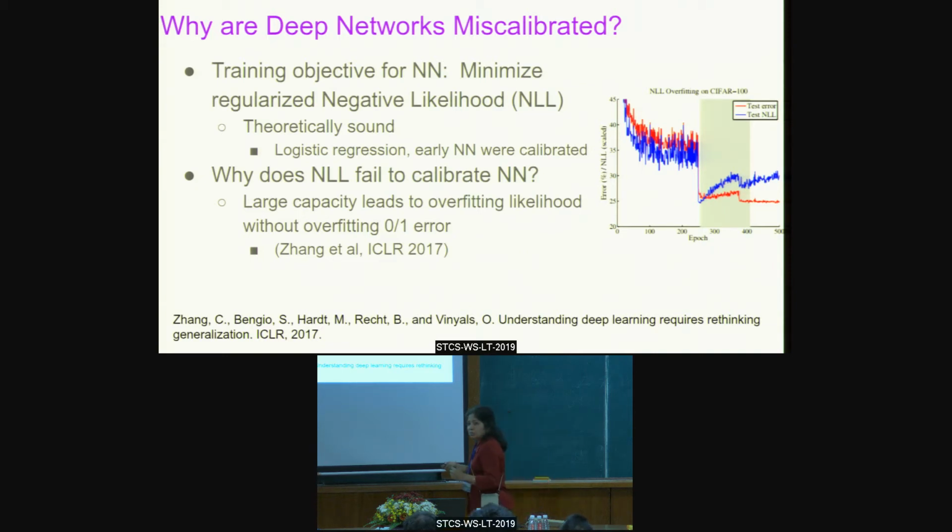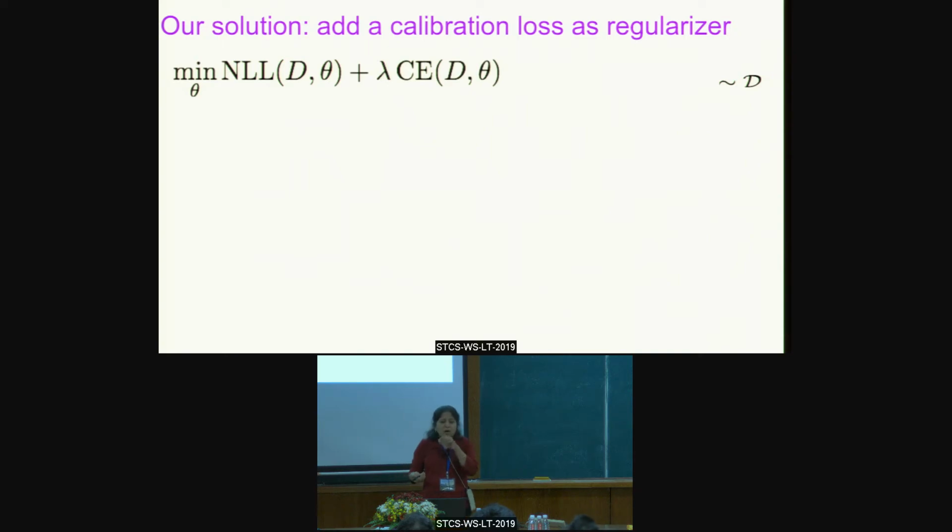So modern neural networks can overfit on likelihood without overfitting on 0-1 error because they have such large capacity. Okay? So there can be some parts of the network which will be busy improving your 0-1 error, whereas that same action for some other examples could cause the negative log likelihood to overfit. So our solution was to add a calibration loss as a regularizer.